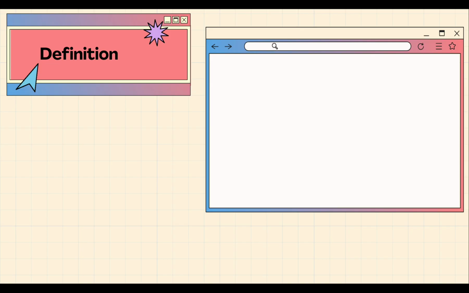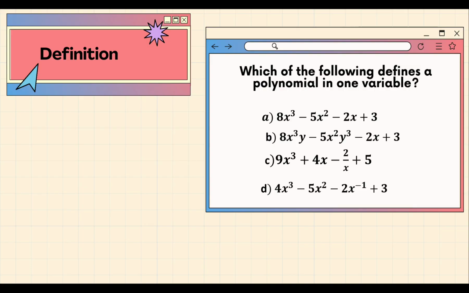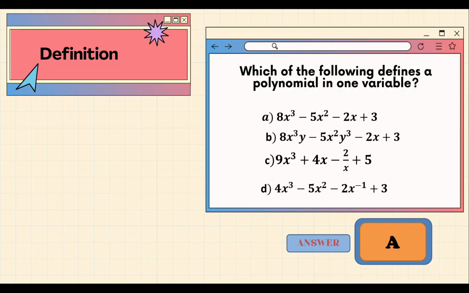I will first give a question, you try to answer, and then we check based on the definition. Which of the following defines a polynomial in one variable? There are four items here. I let you answer first, so I'll give you a few seconds. What is your answer? If your answer is letter A, I would say very good. Now, why is it that the answer here is letter A? Let's check the definition of what a polynomial is.